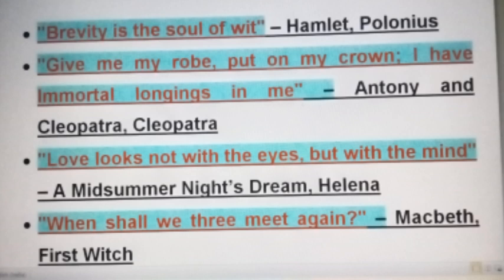Give me my robe, put on my crown, I have immortal longings in me. Antony and Cleopatra, here Cleopatra speaks. Love looks not with the eyes, but with the mind. A line from Midsummer Night's Dream, Helena speaks. When shall we three meet again? Macbeth, the first witch speaks.